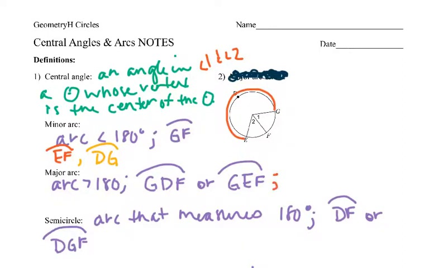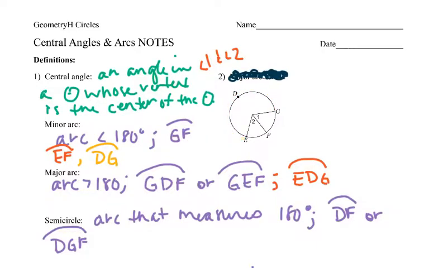That would be another example. And then just like angles, you can reverse this, right? Arc EDG is the same as arc GDE. So that is that. Now, when we talk about the measures of arcs, it's pretty straightforward.